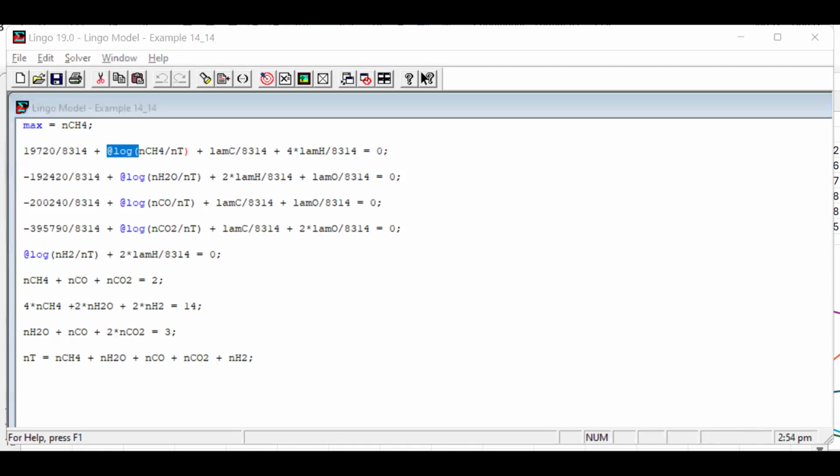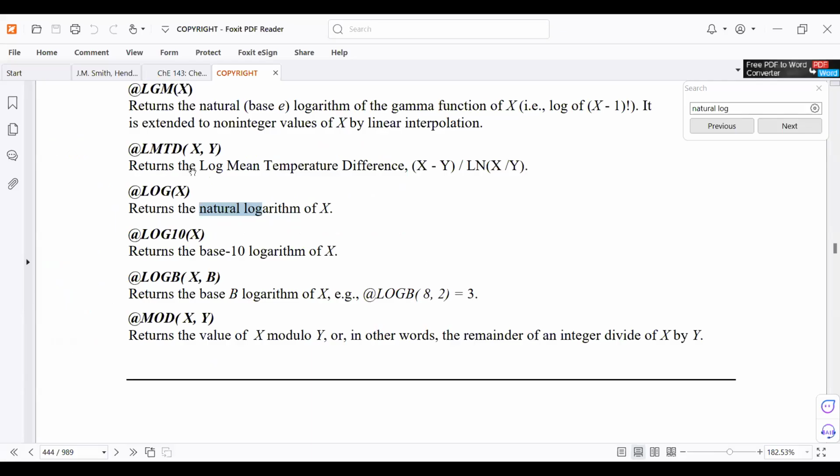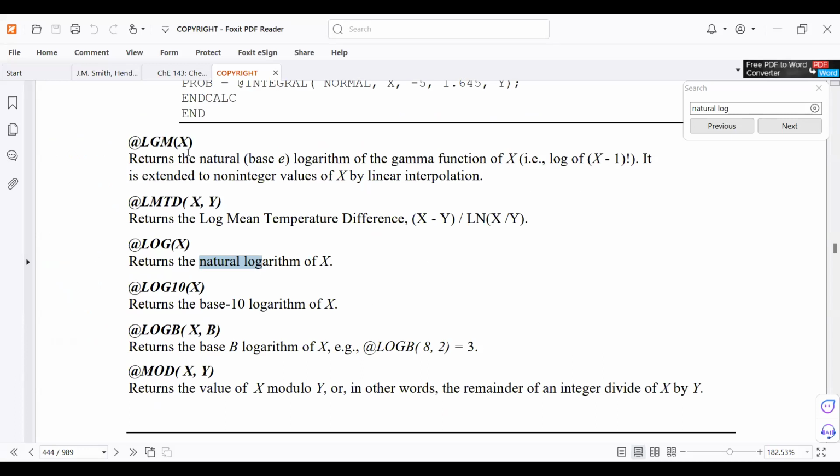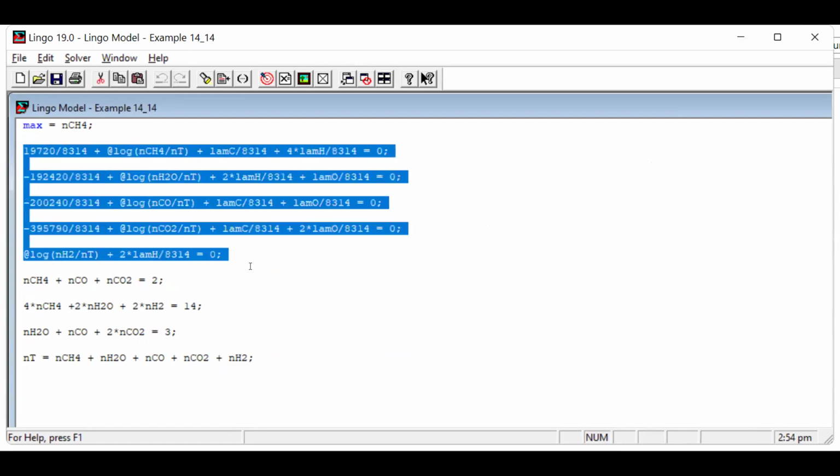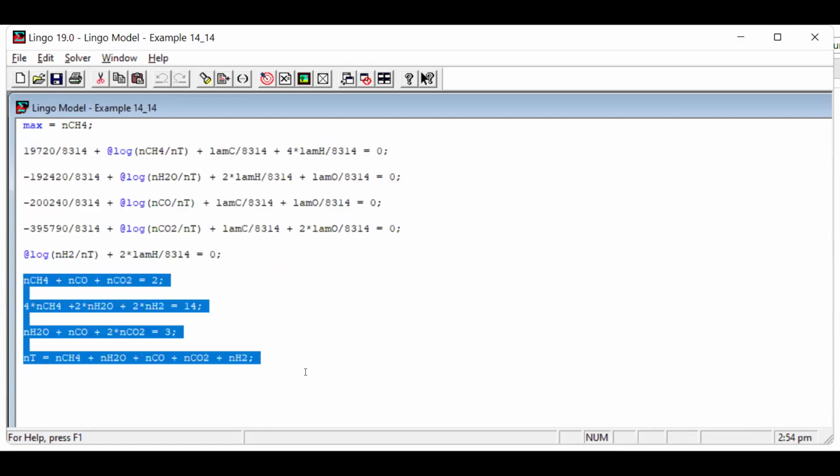So let me share the manual for Lingo. See here that the syntax for natural log is log x. For log base 10, it's log 10 x. So that's the reason why it's log, not ln. So I inputted all of the equations and notice that for the total number of moles, I use NT as the variable. So these are the equilibrium equations, and these are the material balance equations.